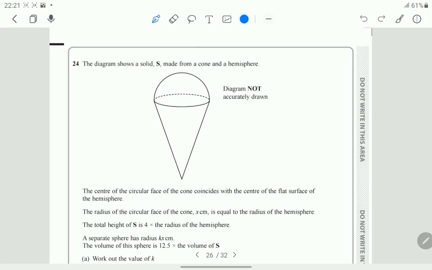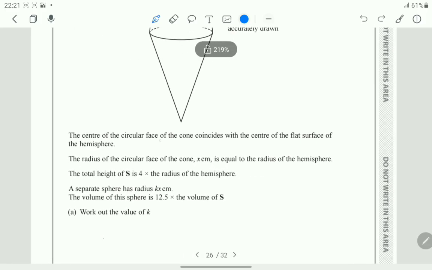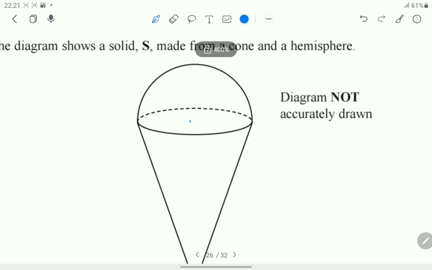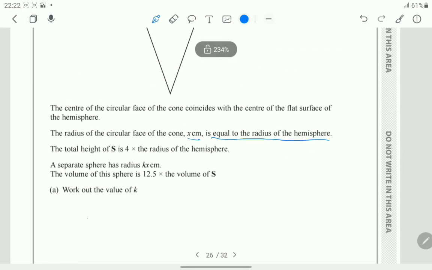Next, we have question 24. The diagram shows a solid S made from a cone and a hemisphere. Hemisphere is actually half of a sphere. The center of the circular face of the cone coincides with the center of the flat surface of the hemisphere. The radius of the circular face of the cone is x centimeters, equal to the radius of the hemisphere. Obviously, something over here is the midpoint, and this line and this line are supposed to be equal because they're both the radius of the hemisphere.